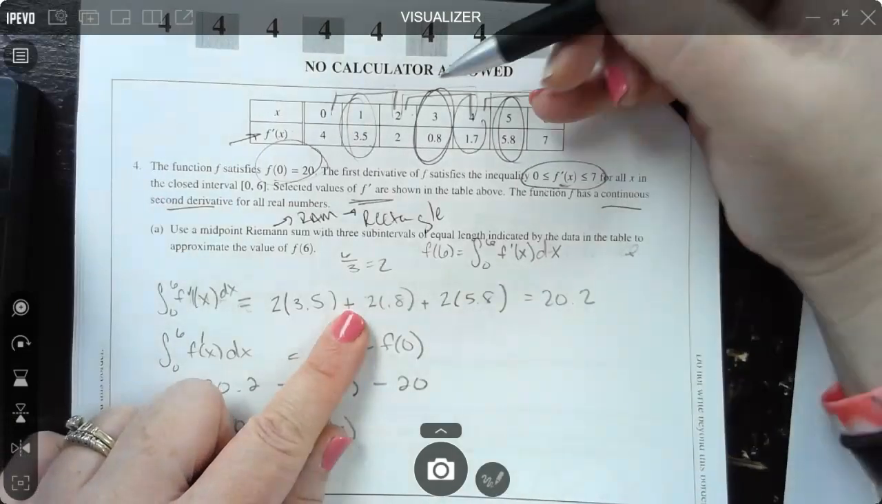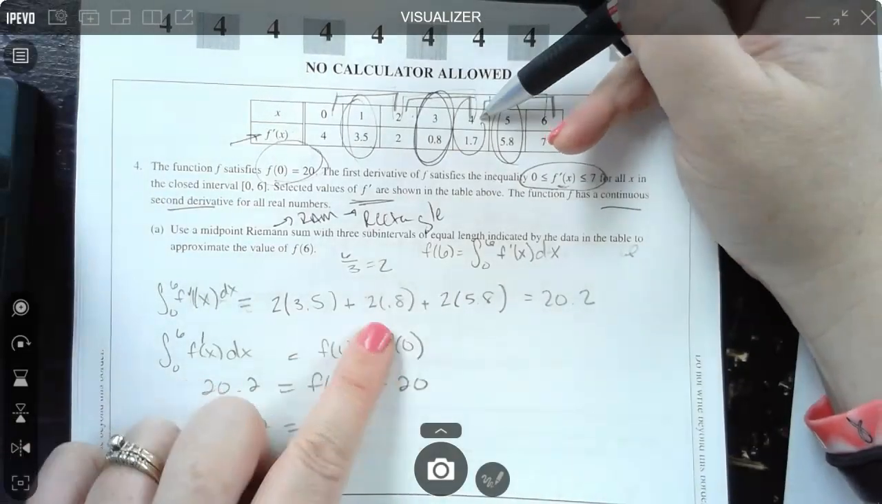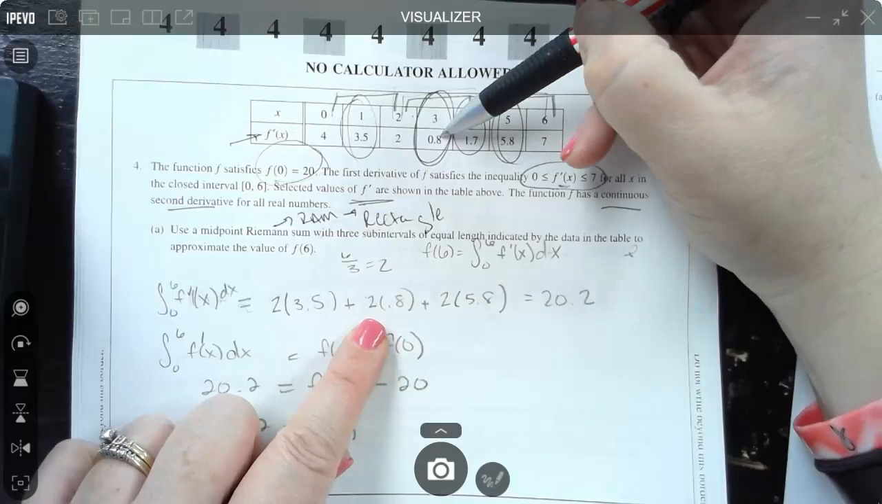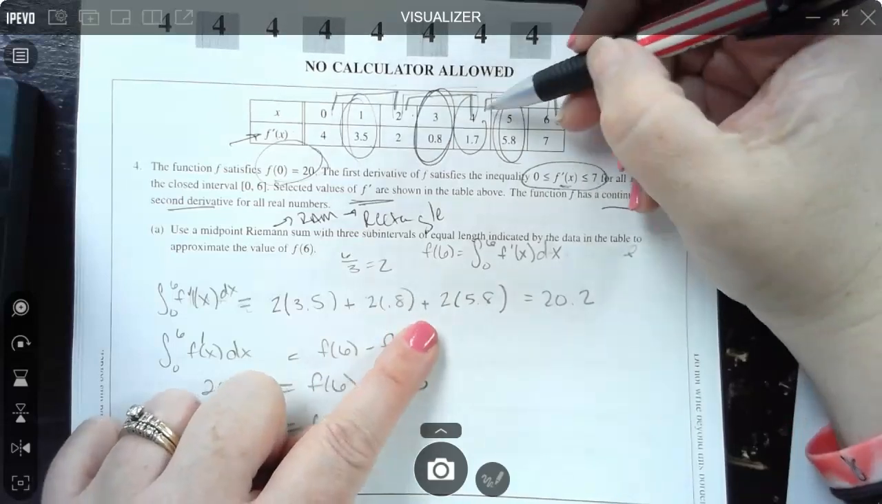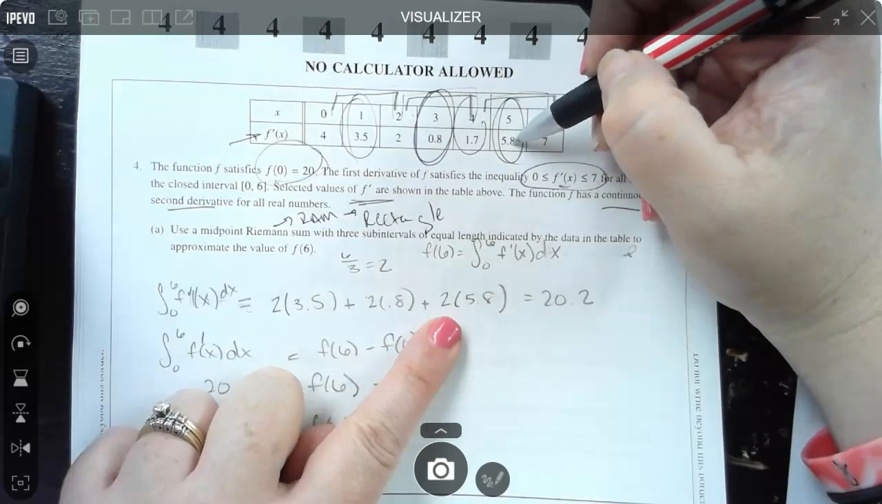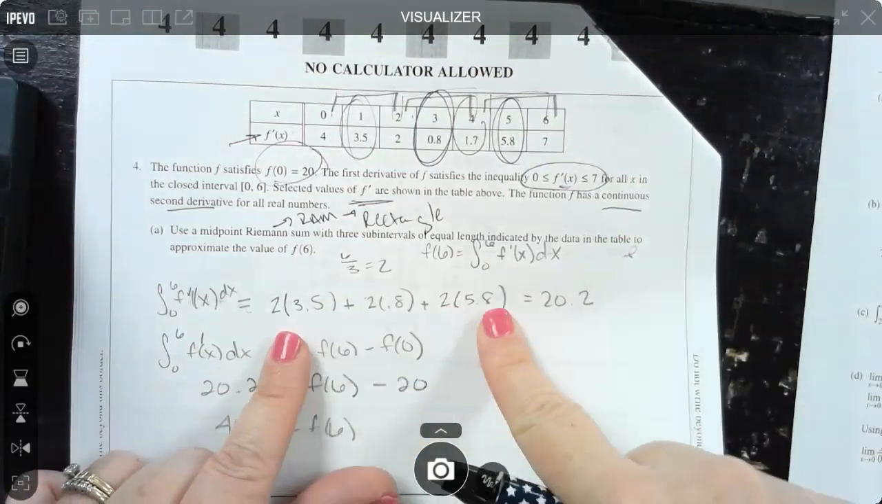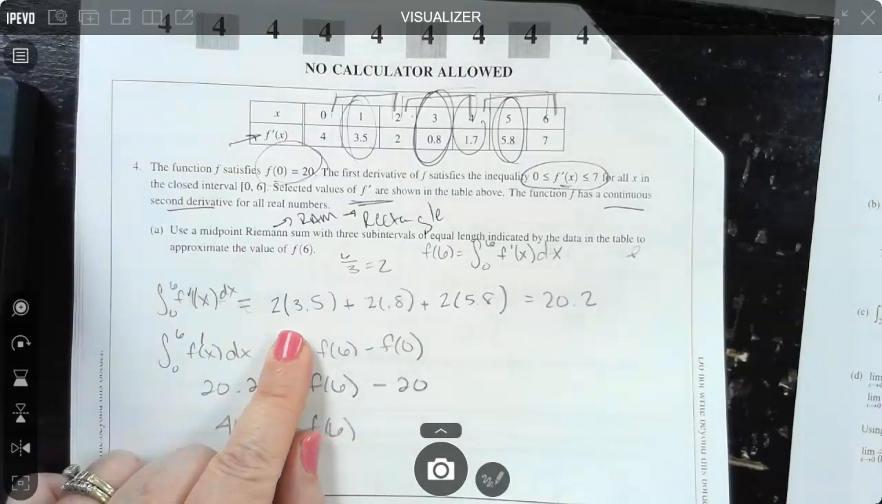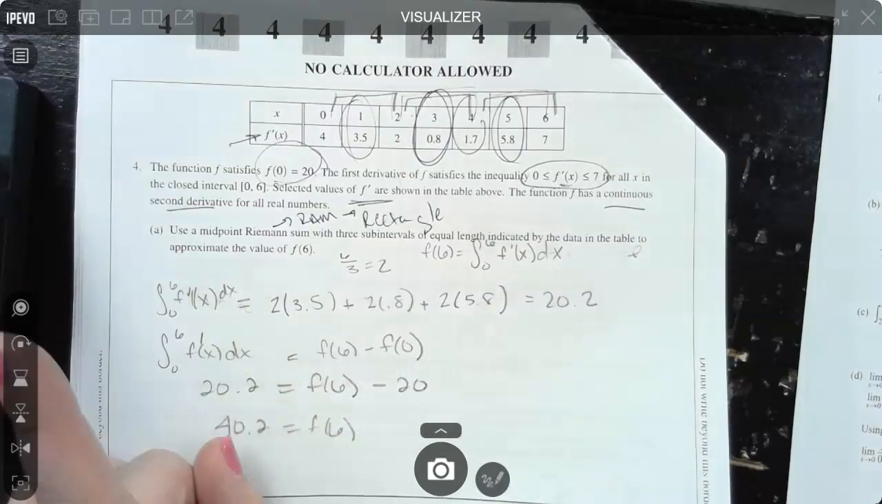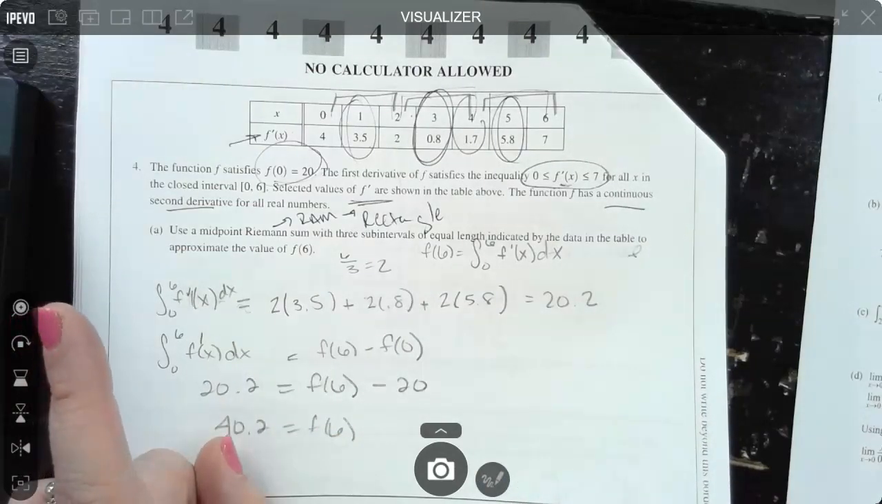Then the second one will span from 2 to 4, which is a distance of 2. Midpoint's 0.8. And then from 4 to 6 is also 2, midpoint's 5.8. Again, this was no calculator, so technically you could have stopped there. If you did the midpoint sum, that was 1 point.